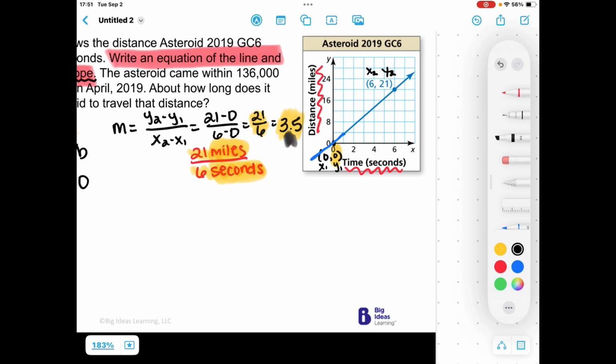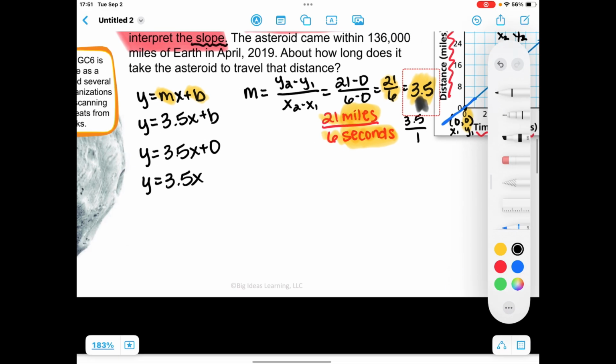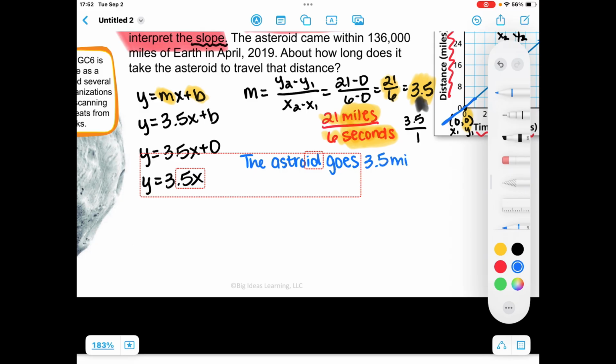Looking at this one, that 3.5, this is just a 3.5 over a 1. So same ordeal, we can say for the slope, for that interpretation, the asteroid goes 3.5 miles every 1 second, which is pretty dang fast for pretty much anything.